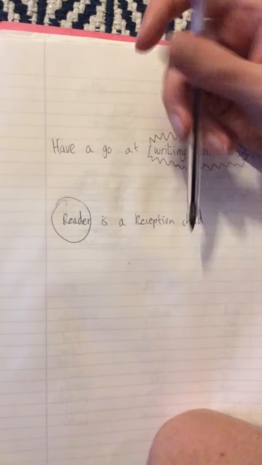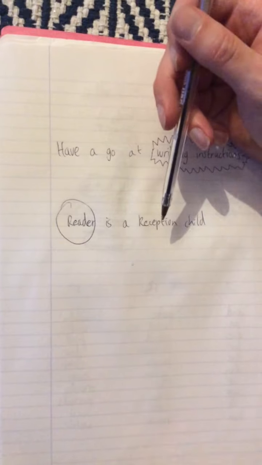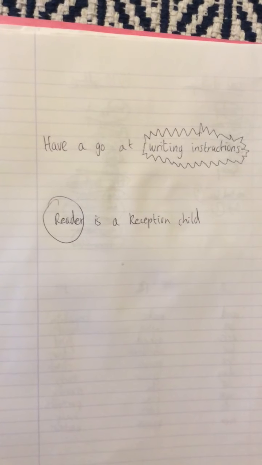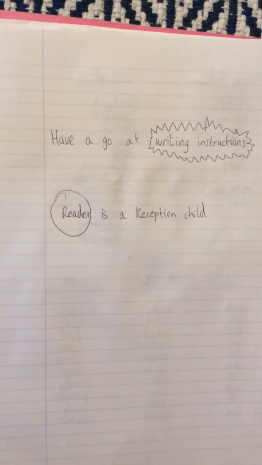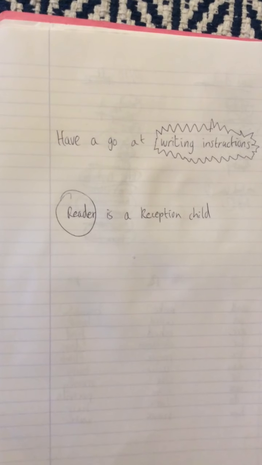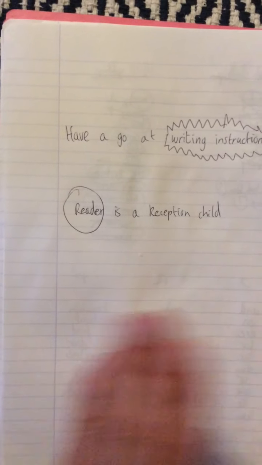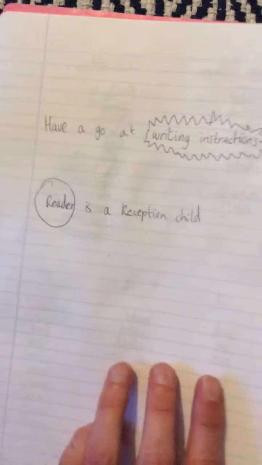Okay, so we're going to think of our reader as a reception child this week. We're going to think about how we can make instructions so clear that a child that's younger than us can follow them. So today you're going to have a go at writing instructions on how to make a jam sandwich. Okay, so I had a go myself earlier.